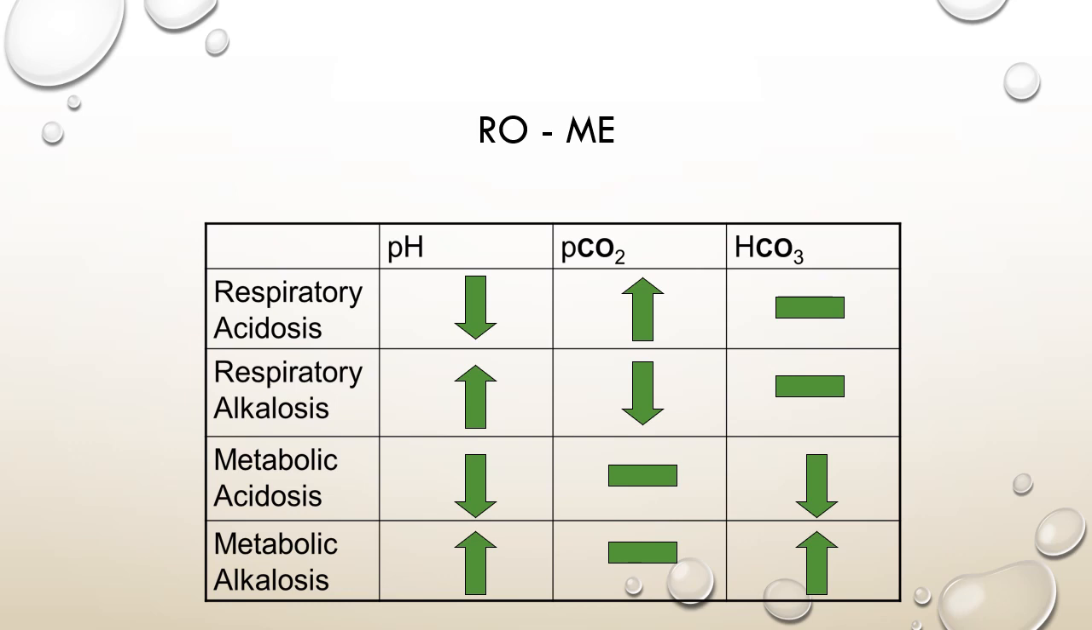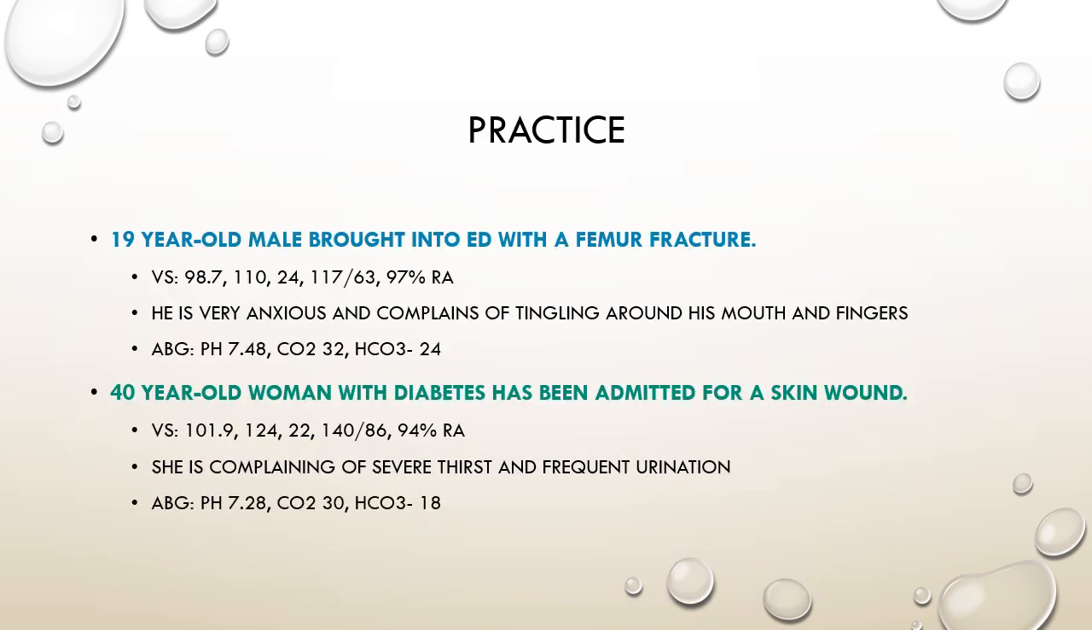So using that mnemonic again, respiratory opposite, metabolic equal, this is just a very simplified visual of how the arrows move or line up when you're interpreting your blood gases. If you want to practice, it's important, I think, to always consider the situation. The first one is a 19-year-old male brought into the ED with a femur fracture.